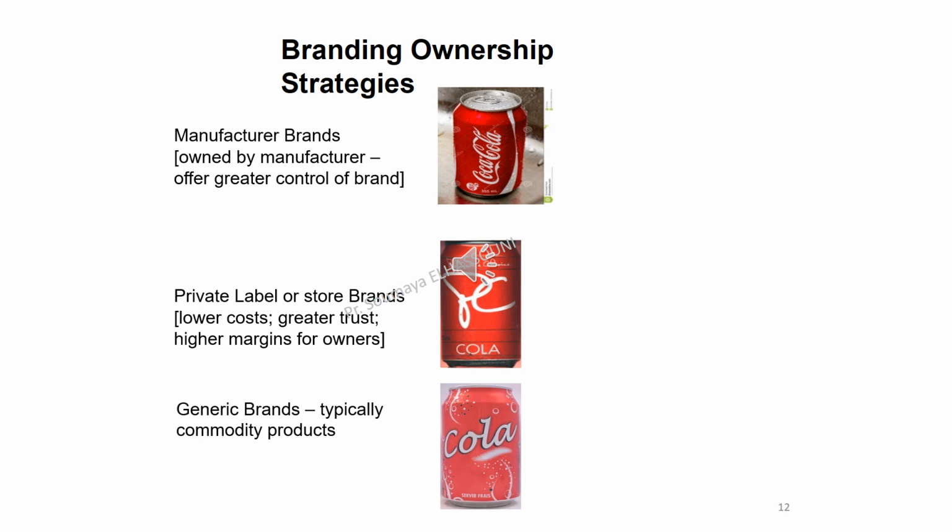So manufacturer brands are the first and most important. It refers to the big and recognizable names that we all know and trust. Think, for example, of Coca-Cola.